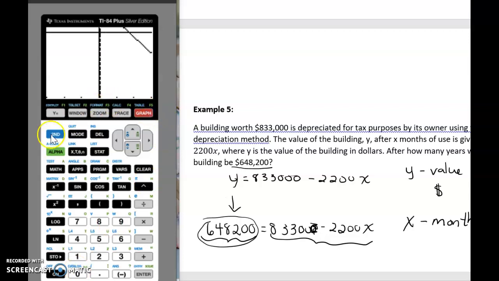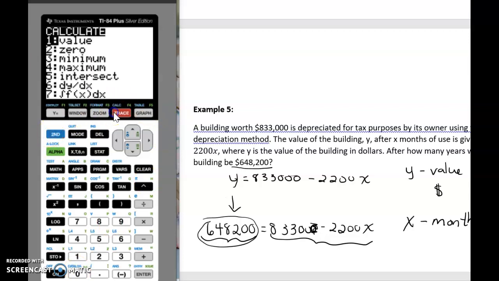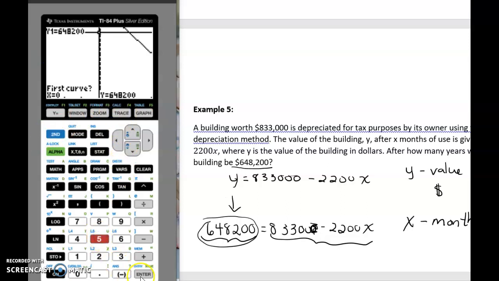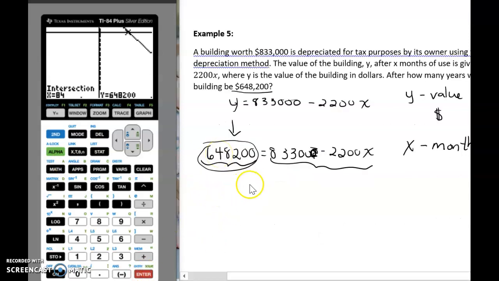And I can. Okay, so I'm going to press second, trace, and I'm going to go down to option 5. First curve is the horizontal line. I'm going to move my cursor over a little closer to that intersection point just to be safe. Press enter. The second curve is pretty close to the intersection point. I press enter and press enter again. So x is 84.